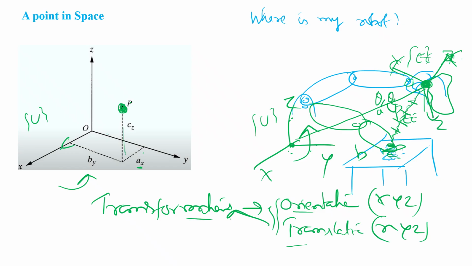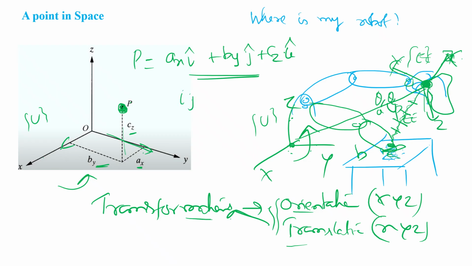Then along the y-axis, this point is BY, and then along the z-axis it is CZ. Okay, so how do you represent a point? It is AX into this vector, so I can say unit vector. In that way I can represent it as BY into the j vector plus CZ into the k vector. So this is how we can represent a point in vector format: AX into i vector, BY into j vector, CZ into k vector.